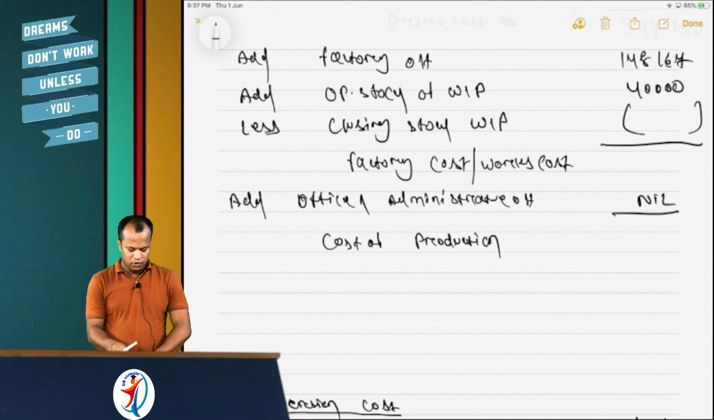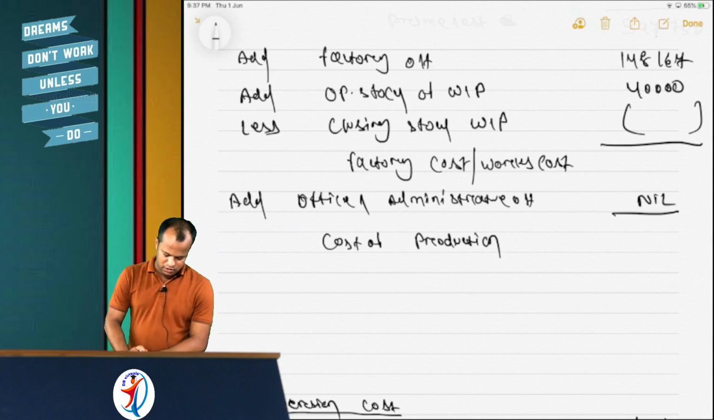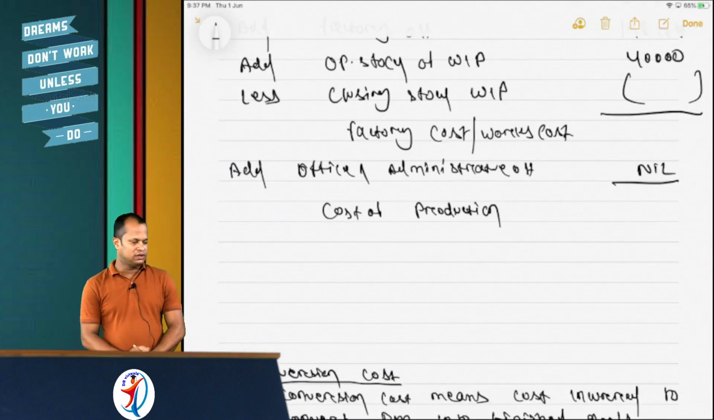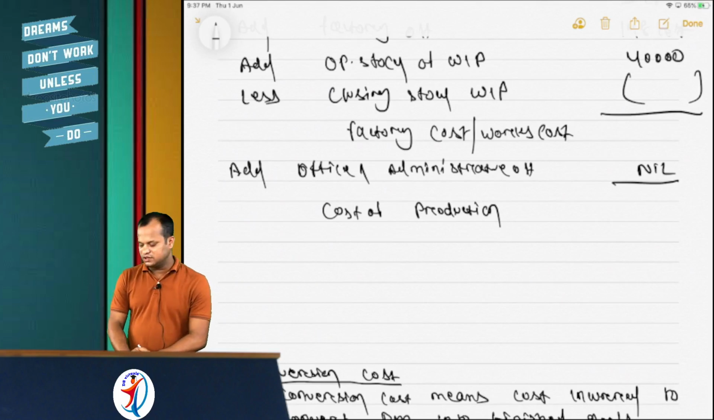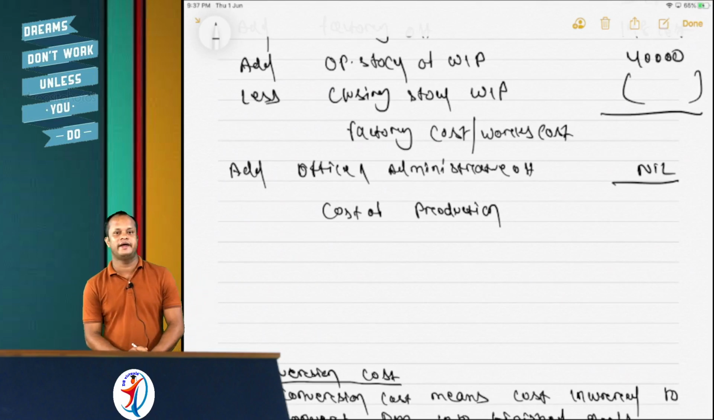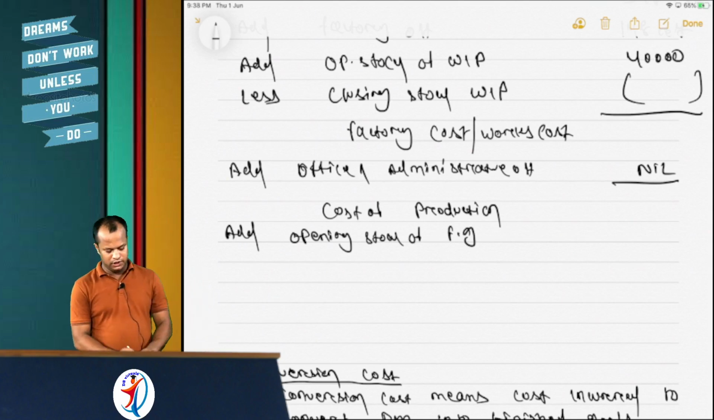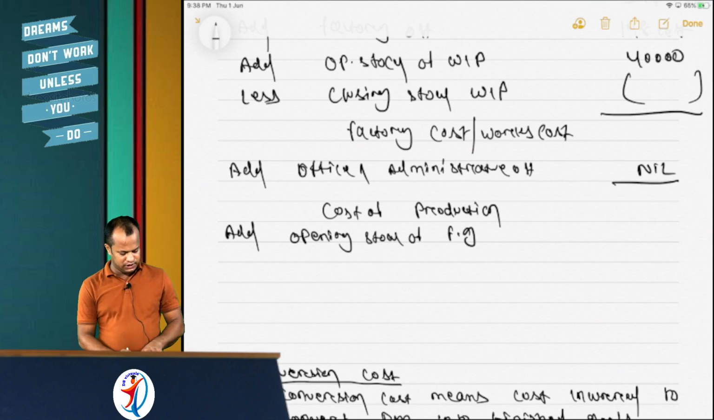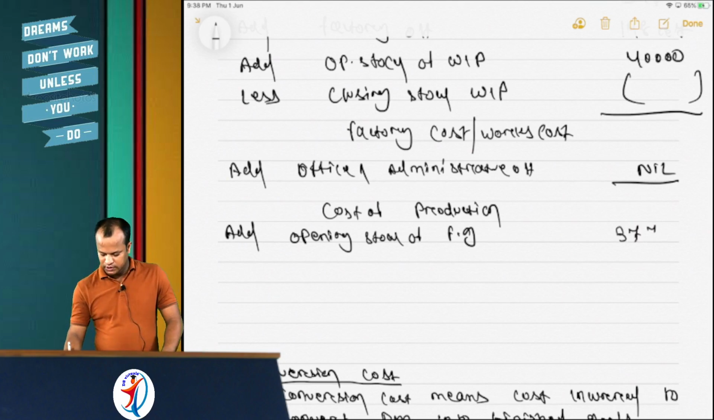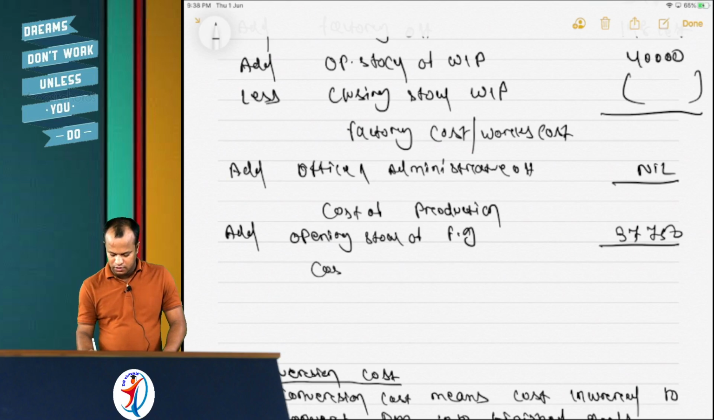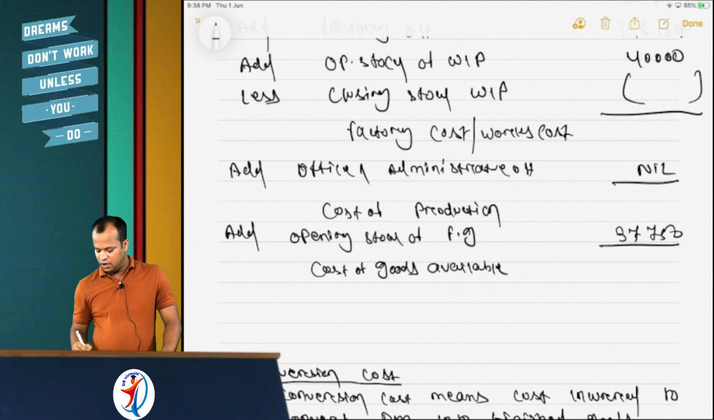Check now whether the cost of production amount is given. No. Since the amount of cost of production is not given, we can't stop here. We have to move ahead. Now we will add opening stock of finished goods. The amount of opening stock of finished goods is 37,750. The result will be cost of goods available for sale.